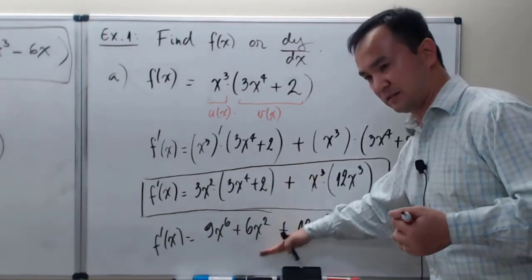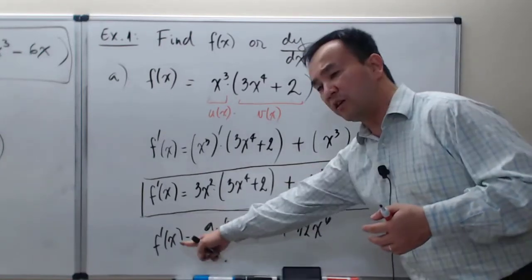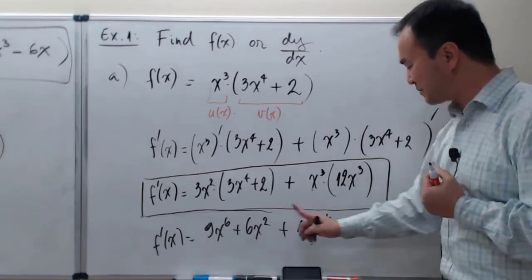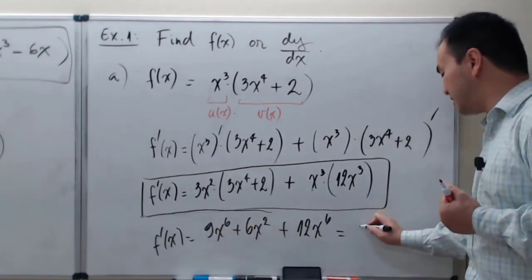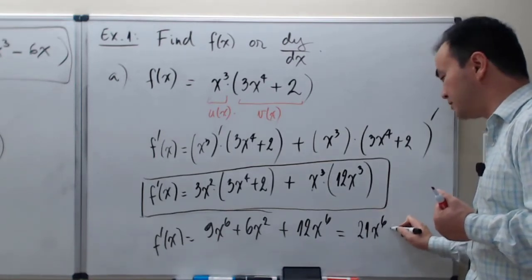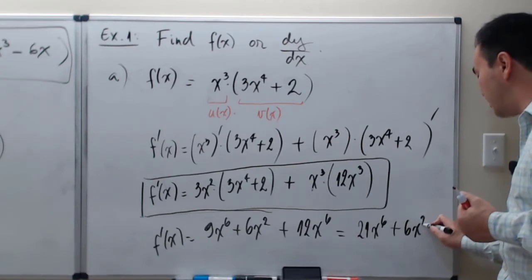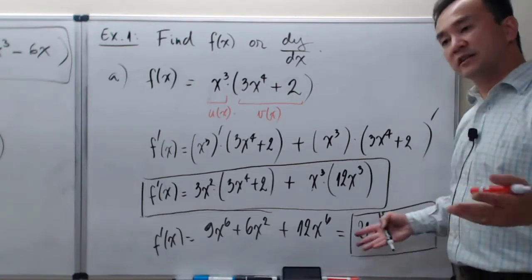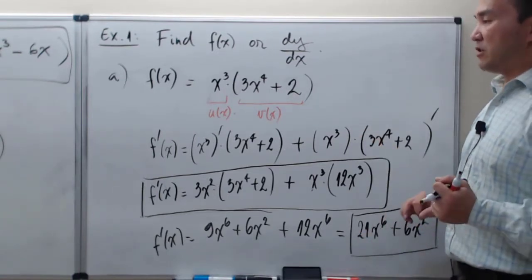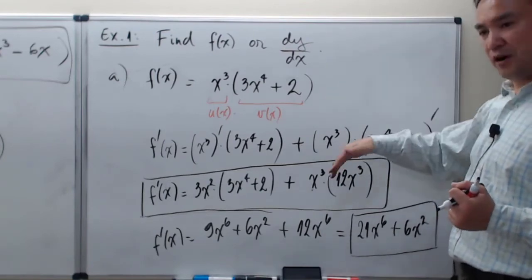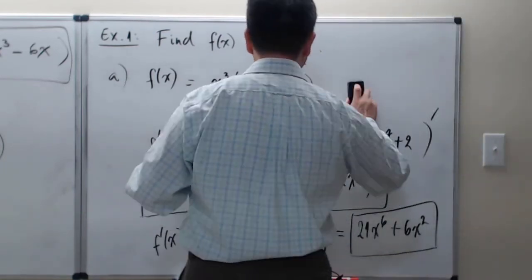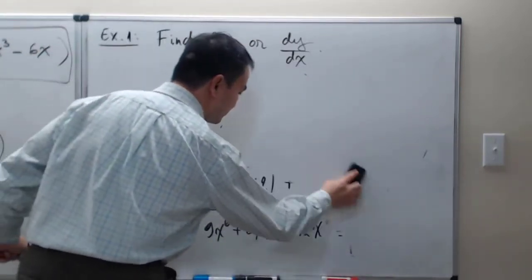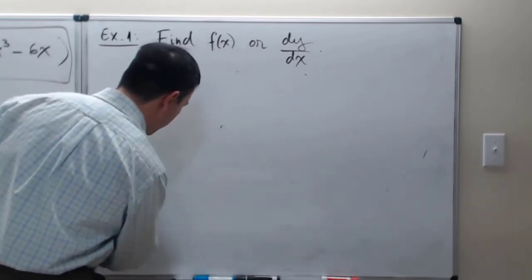So from this step and continuing on, it's only just the algebra work now. And so our final answer, combining like terms here, we're looking at 21x to the 6 plus 6x squared. And this is where we can stop because we can no further simplify. Okay, so that is our example 1, part A. So now I am going to erase this, and let's now look at part B of the example.